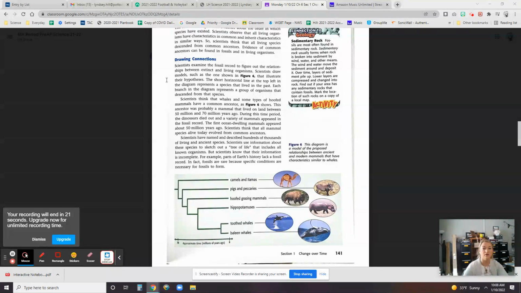The short horizontal line at the top left in the diagram represents a species that lived in the past. Each branch in the diagram represents a group of organisms that descend from that species.